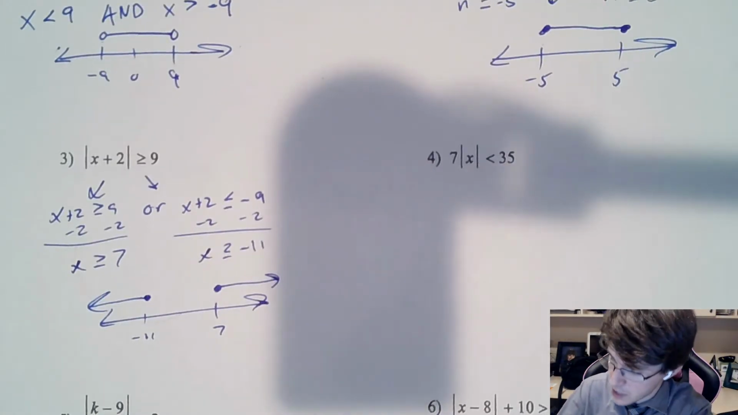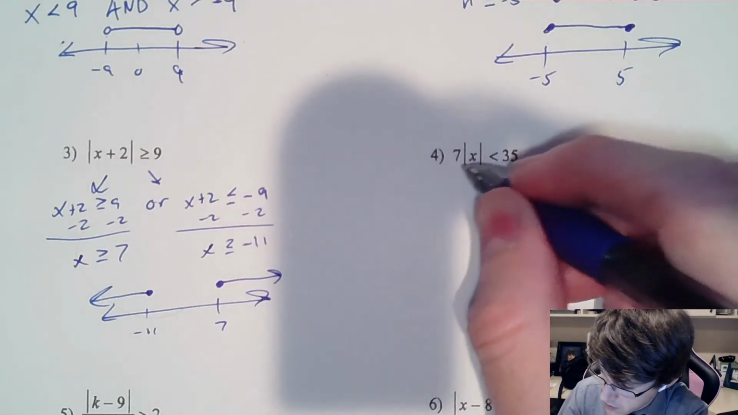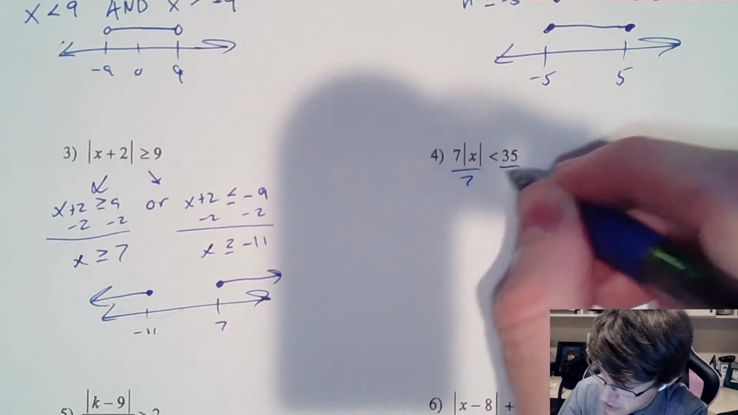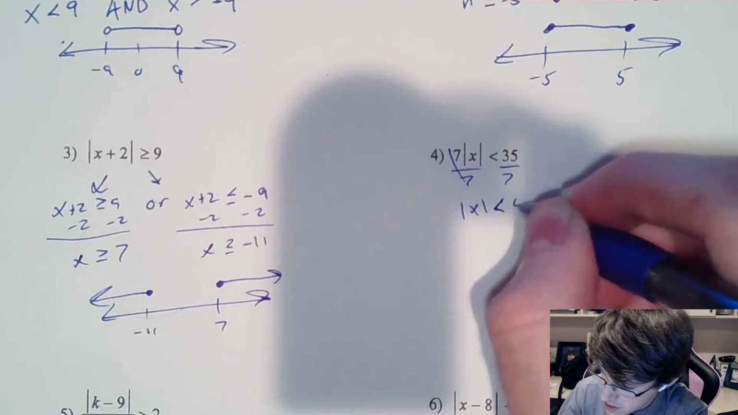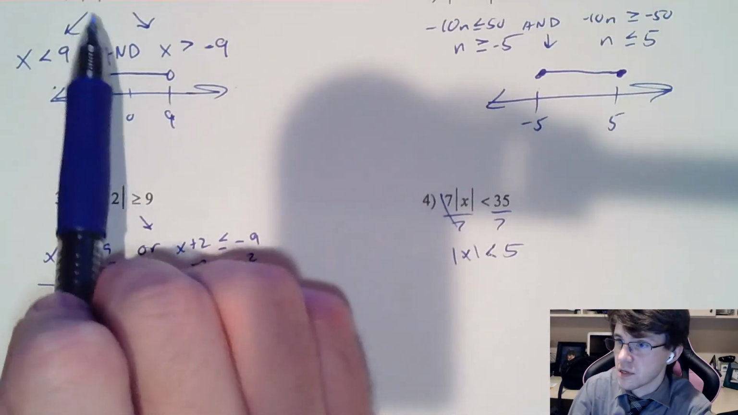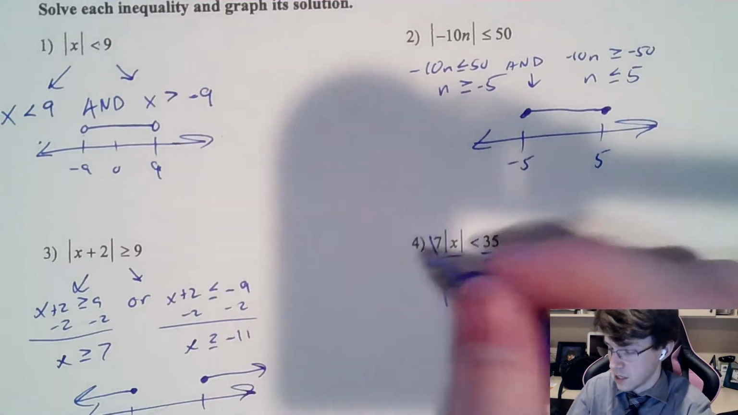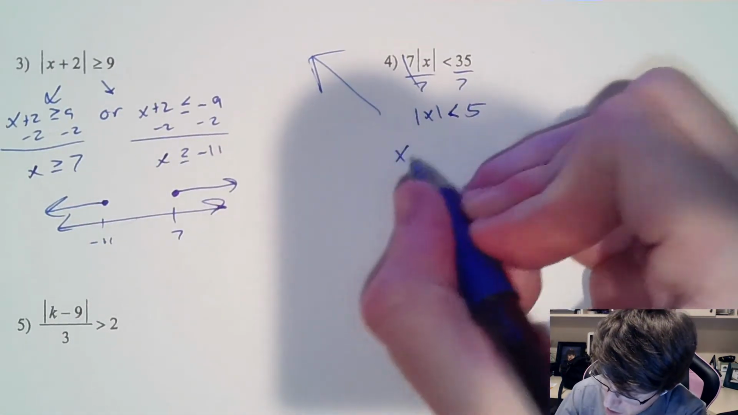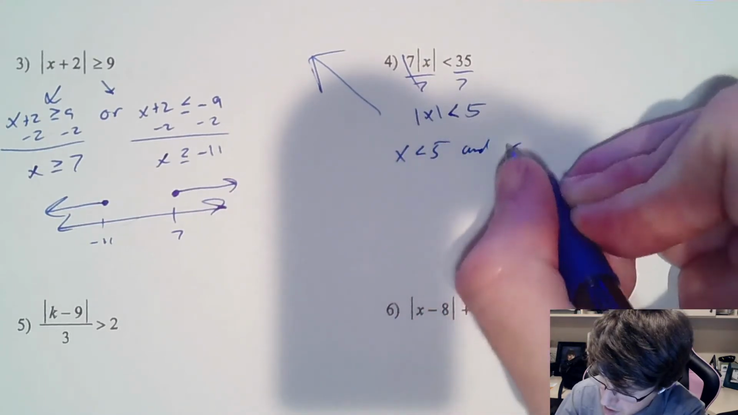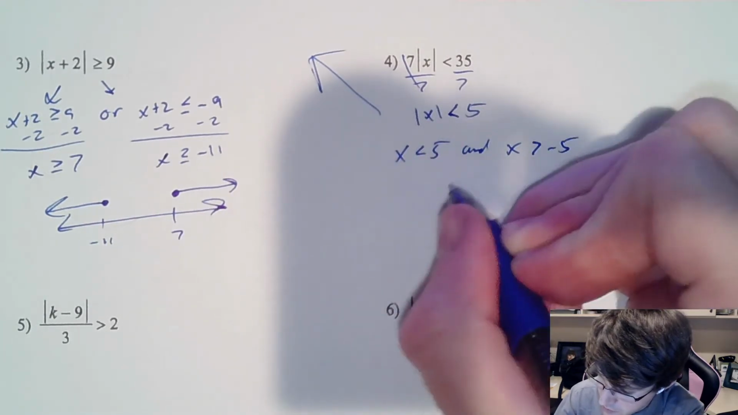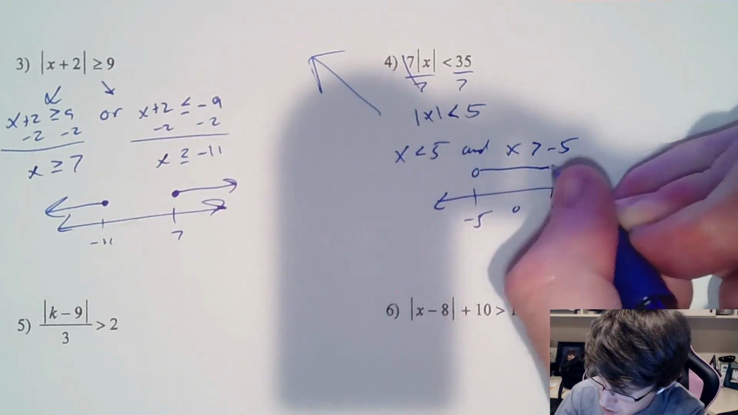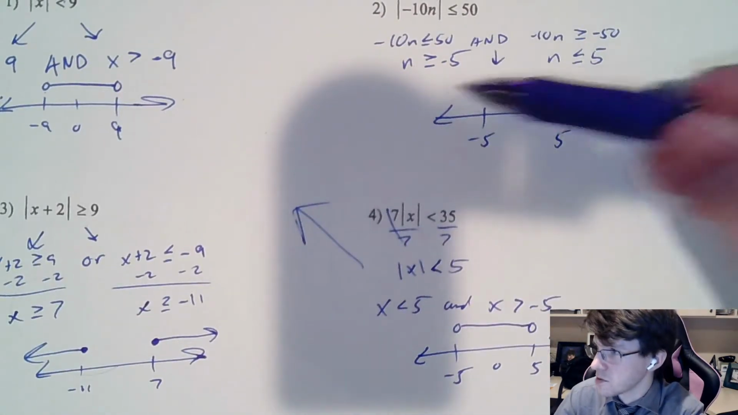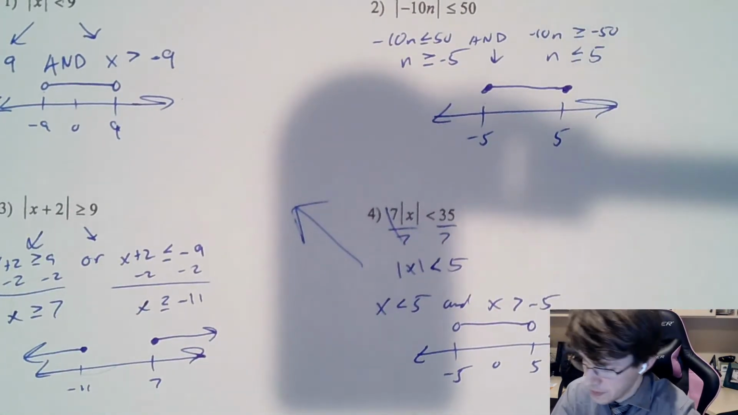Number 4, I don't know why I made this one easier all of a sudden, but we are going to start by dividing both sides by 7. And we get absolute value of x is less than 5, and actually it's almost identical to this one right here. So all I'm going to say is it's just like this question except with 5s instead of 9s. So it's the same exact idea. x less than 5 and x greater than -5. Boom, boom. -5, 5, 0. Boom, connect the dots. It has the same answer as this one actually, with the ends. It's just a different setup of the problem.